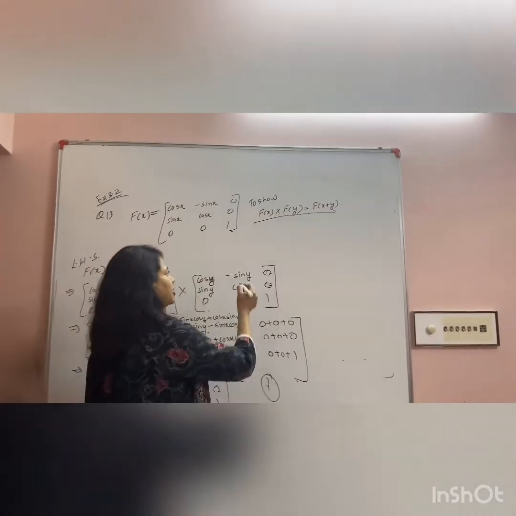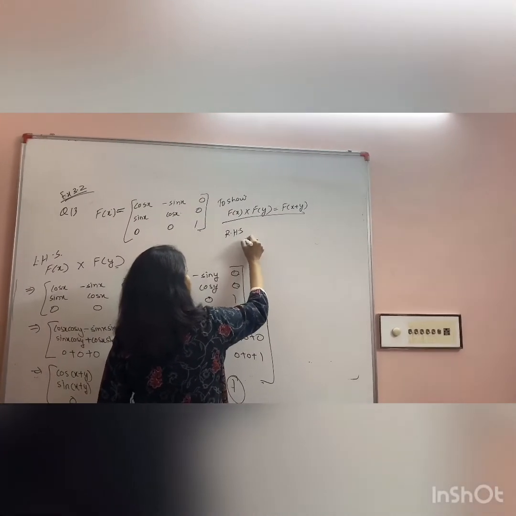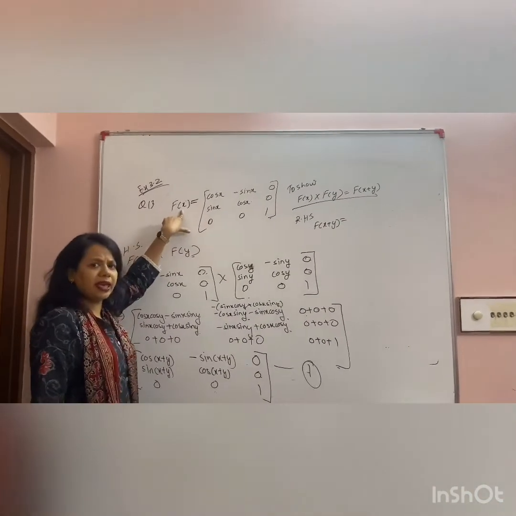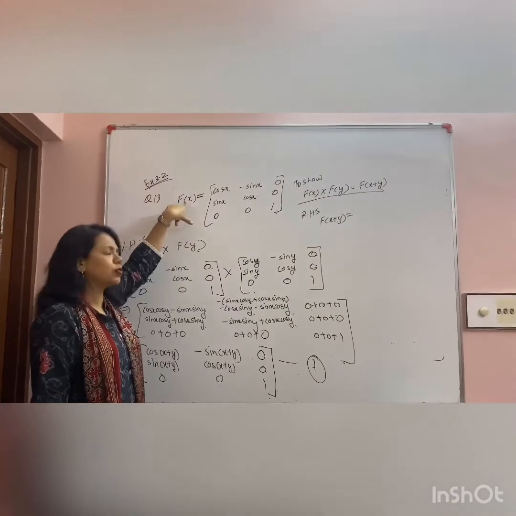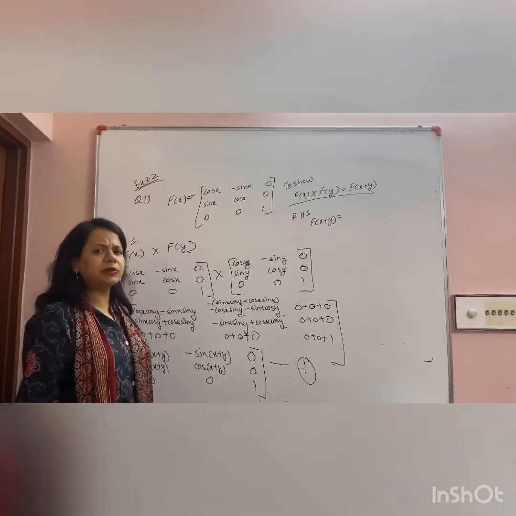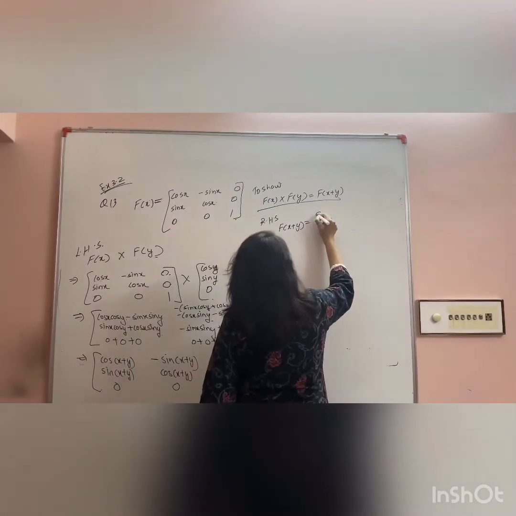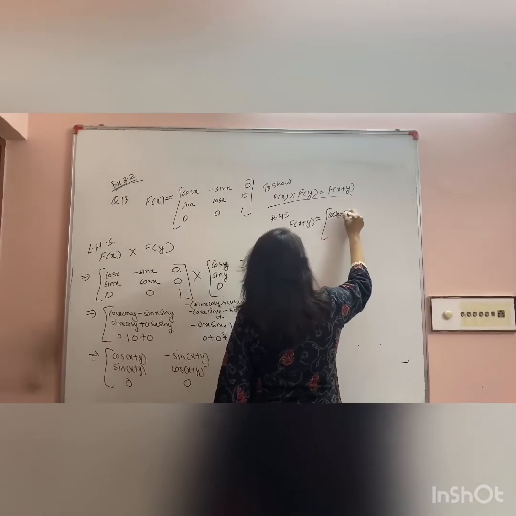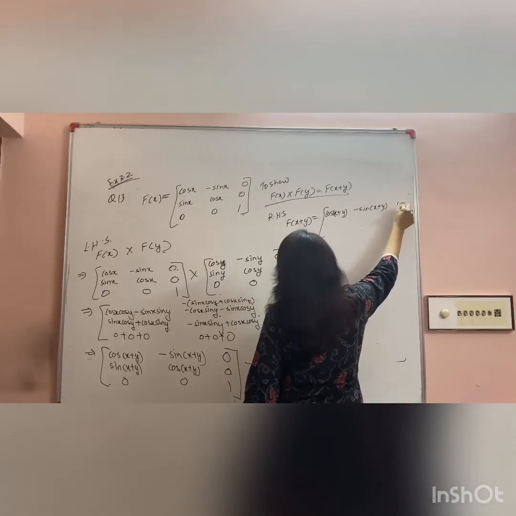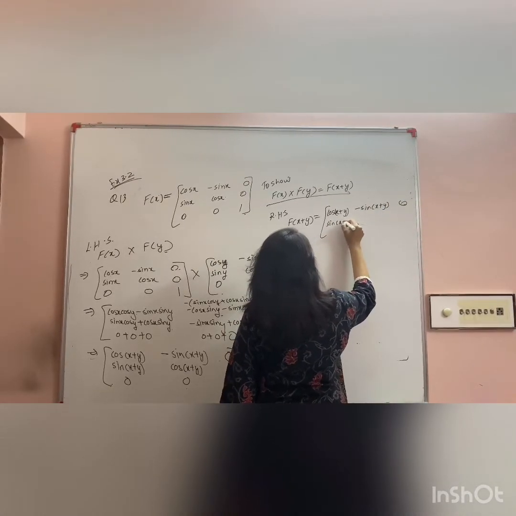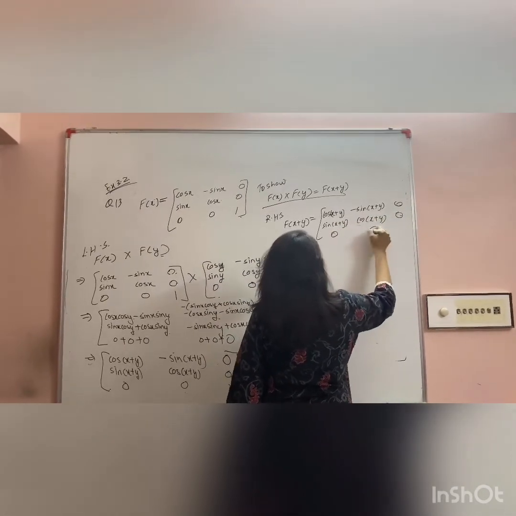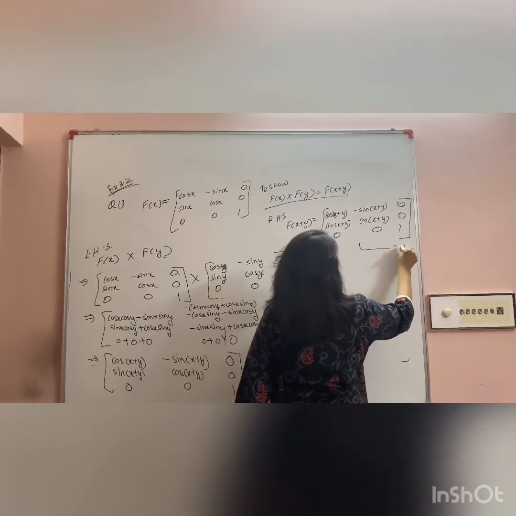Now let's take up the RHS of the question. What does the RHS of the question say? F of x plus y. So where there is x, what is coming? X plus y. So wherever I have x, I will replace it with x plus y. That means it becomes a function of x plus y. So it would become cos of x plus y, minus sin of x plus y, 0; sin of x plus y, cos of x plus y, 0; 0, 0 and 1. I mark this as 2.